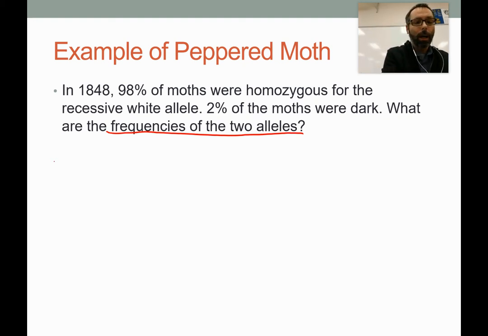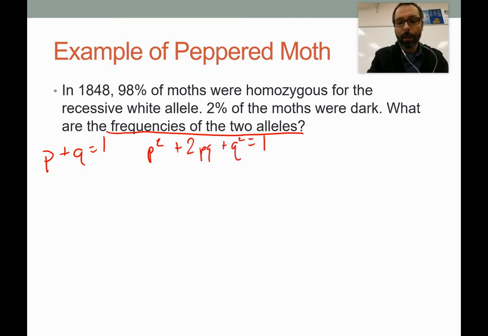I always start by putting my 2 formulas: p plus q equals 1, and p squared plus 2pq plus q squared equals 1. I don't know which one I'm going to use yet. I always just like to put this out. This might remind you of my strategy when I do the water potential problems. I always want to put everything on the screen, and then I try to fill out what I know and figure out what I don't know so I know where to start.